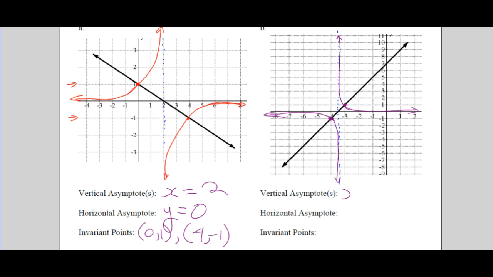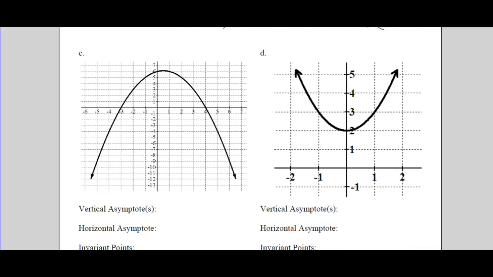Vertical asymptote. Remember, the asymptotes are lines. Lines have equations. Invariant points, what do we got? -3, 1, and -4, -1. Okay, any questions on that one? No. Is that what you got? Cool.